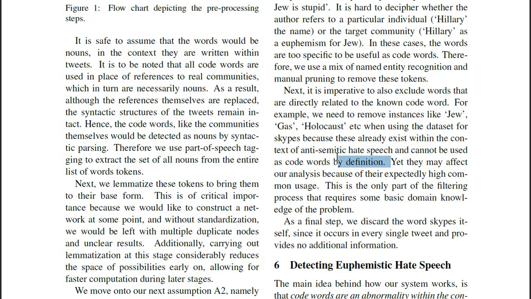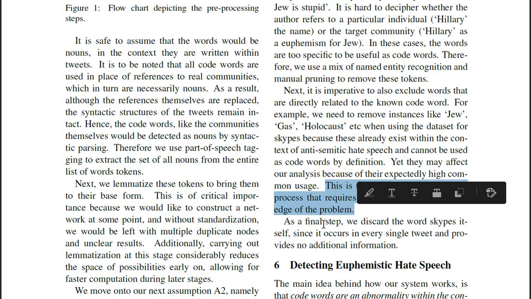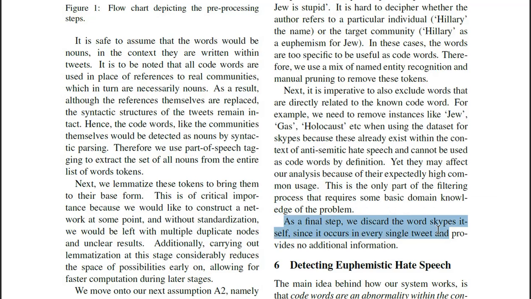So the definition of code words was that they are euphemistic and they are replacing some sort of indicator. They're replacing the real intent. Yet they may affect our analysis because of their expectedly high common usage. This is the only part of the filtering process that requires some basic knowledge of the problem. As our final step, we discard the word Skypes itself, since it occurs in every single tweet and provides no additional information.